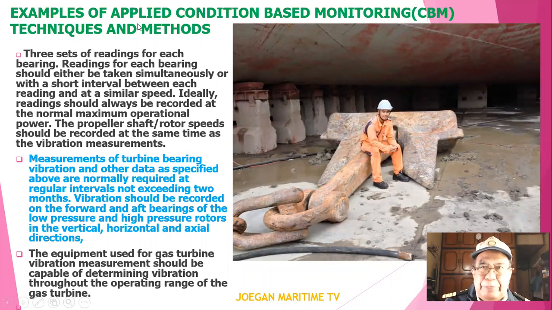Examples of applied condition-based monitoring CBM techniques and methods. Sets of readings of each bearing. Readings for each bearing should either be taken simultaneously or with a short interval between each reading and at similar speed. Ideally, readings should always be recorded at the normal maximum operational power. The propeller shaft rotary speed should be recorded at the same time as vibration measurements.